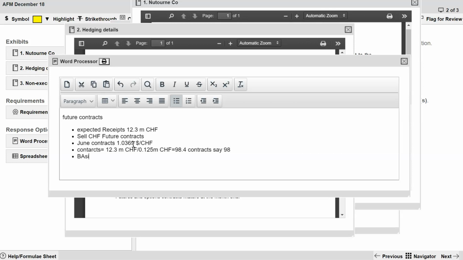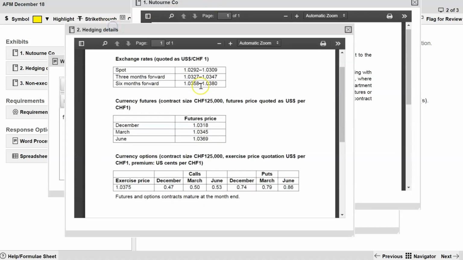Now calculate the basis. Remember, the formula of basis is current spot minus opening future. And this is a case of multiplication. So that's why we will use this lower spot 1.0292.